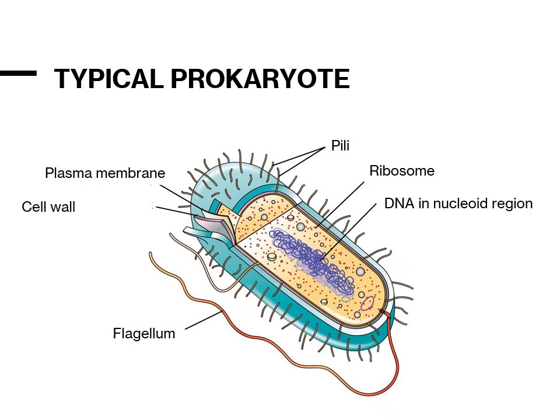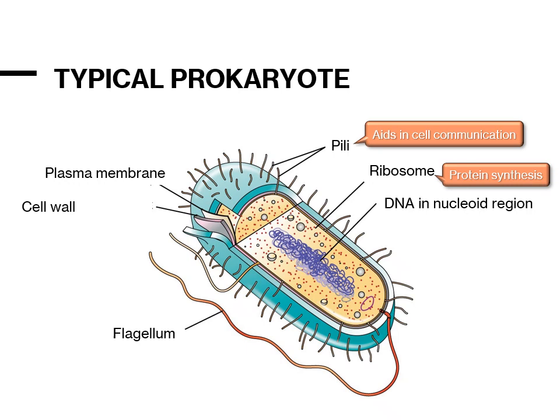Starting at the top of the image here, we have pili, which aid in communication between bacterial cells, ribosomes, which are responsible for protein synthesis, DNA packed into the nucleoid region to store genetic information. Please remember that even though prokaryotes don't have a nucleus to package their DNA, they still have DNA to provide all of their necessary instructions.